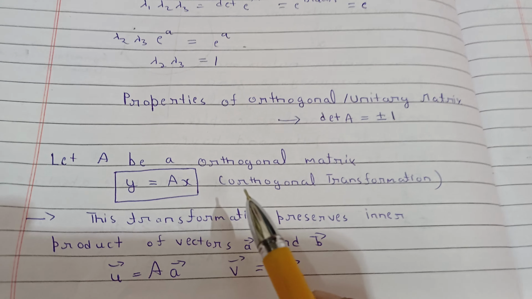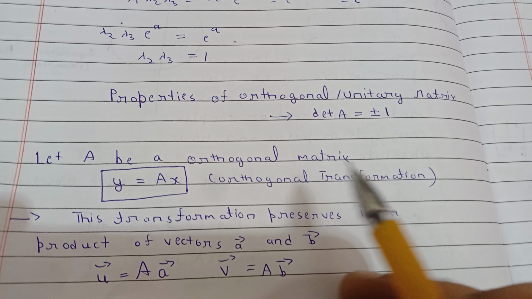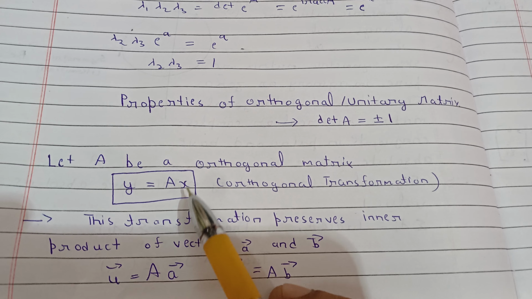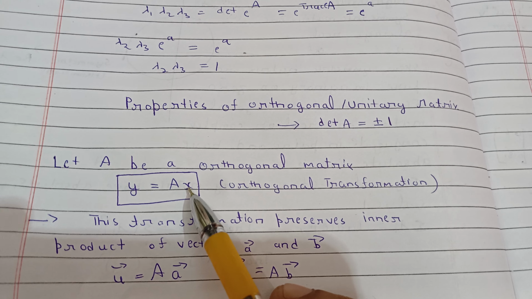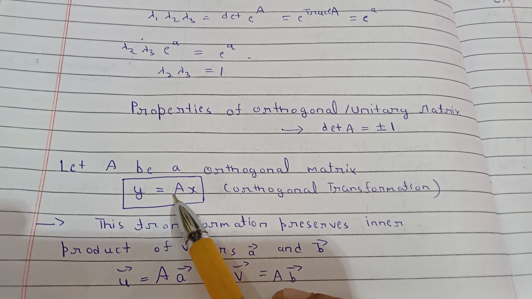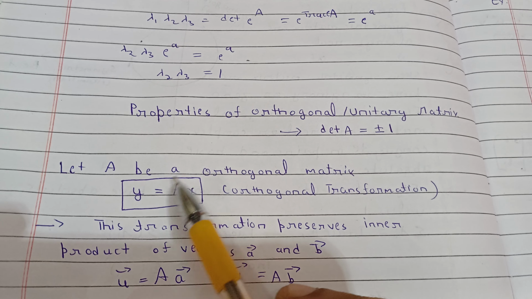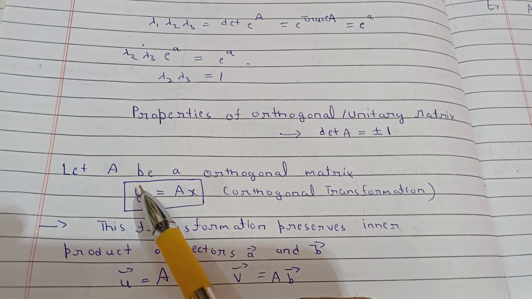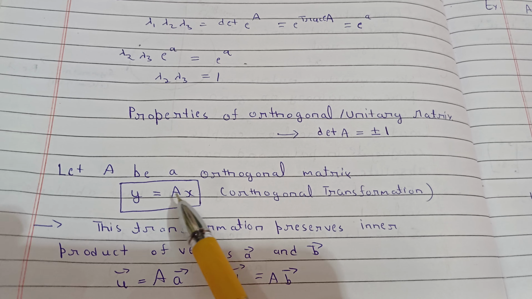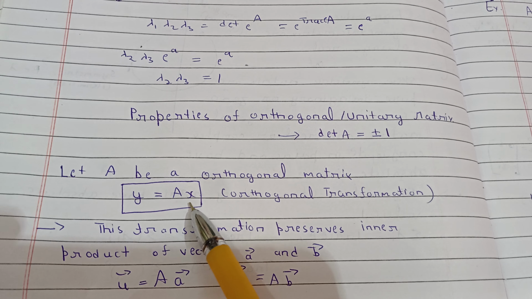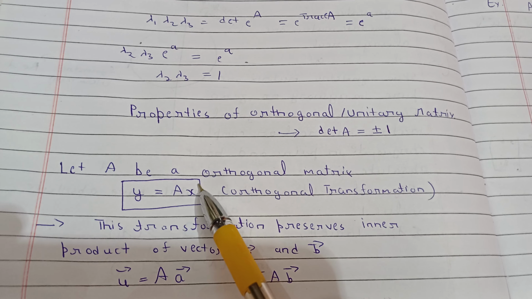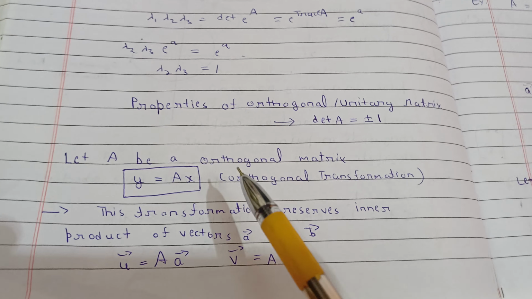Okay. Now what is an orthogonal transformation? It means that for any vector x, that is any column vector x, if we operate this orthogonal matrix on it, then the new vector we get is y. So this is the transformation. We call this the orthogonal transformation of this vector. Okay. So what are the properties of this?